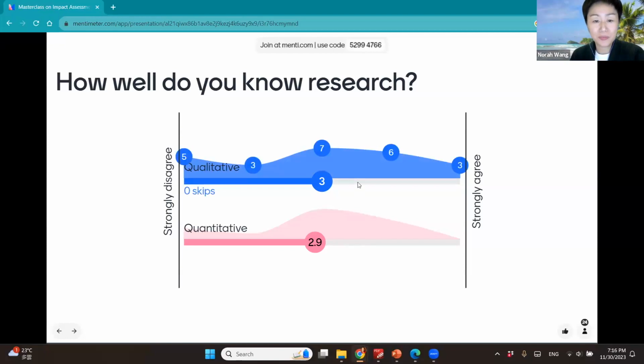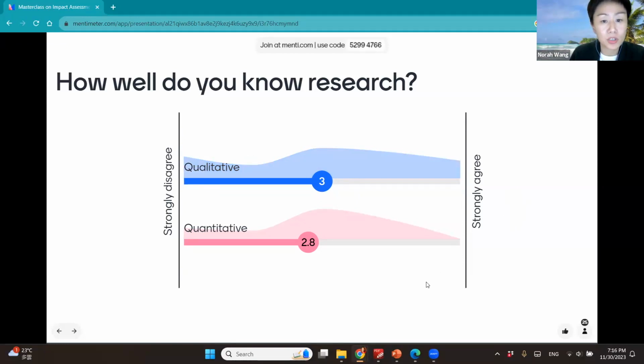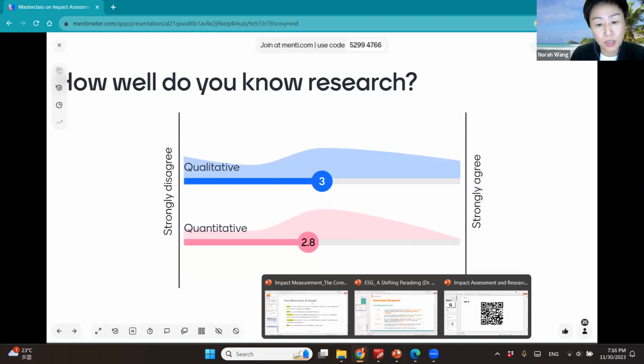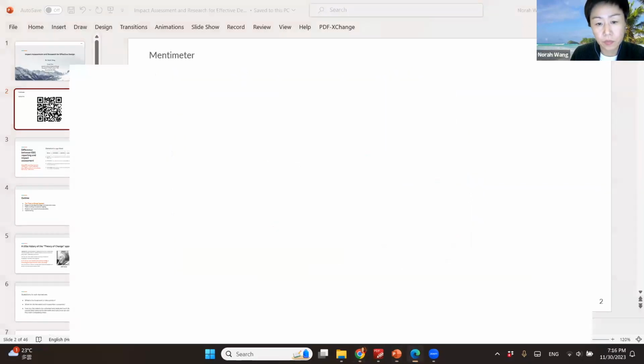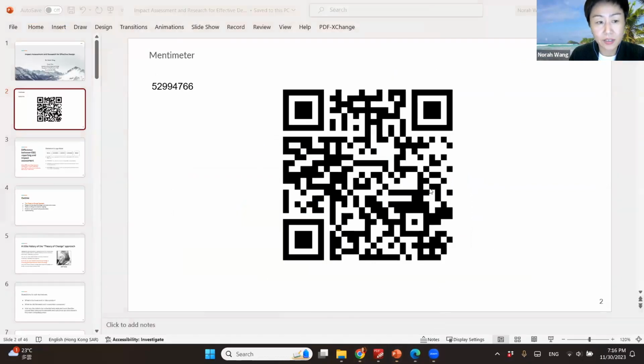Okay, this will be the last slide to know a little bit more about your background. In doing so, I could adjust my workshop a little bit to tailor-make the content to your needs. So thank you very much for telling me what you want to learn, and where you're at when it comes to research. Okay, let's come back to the workshop. All right. Thank you.